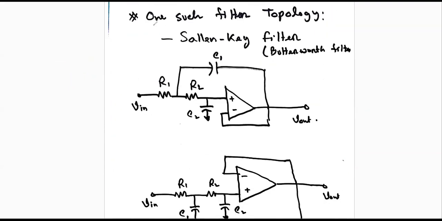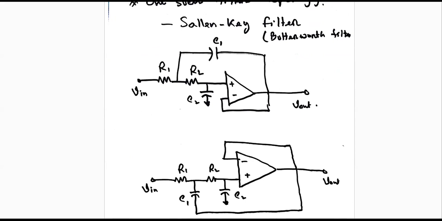One such topology by which we can get positive feedback from the output for the Butterworth filter is called the Sallen-Key filter. The name comes from the inventors, Sallen and Key. So they invented this sort of circuit.